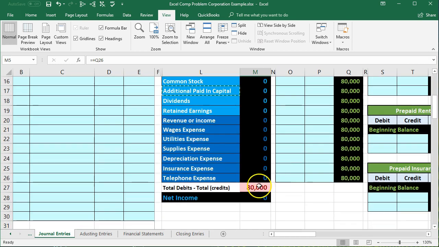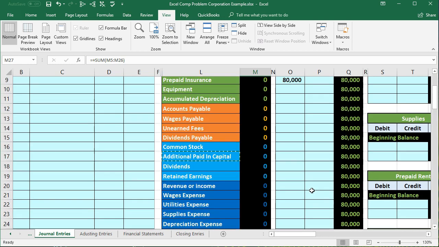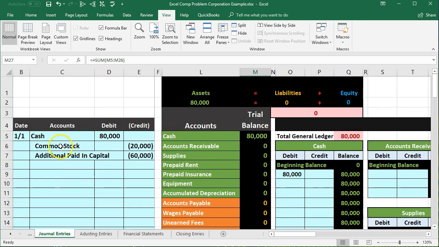And the trial balance is now out of balance. Debits do not equal the credits because we haven't finished the journal entry. So that's how this worksheet's going to work. Then we're going to go to the common stock.